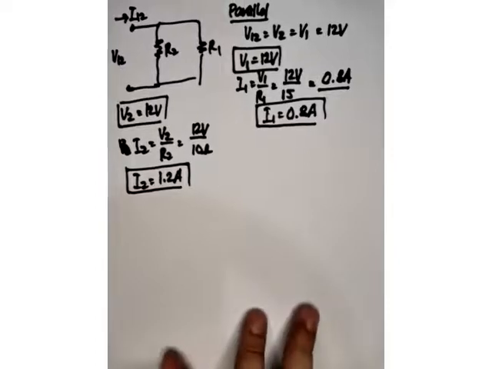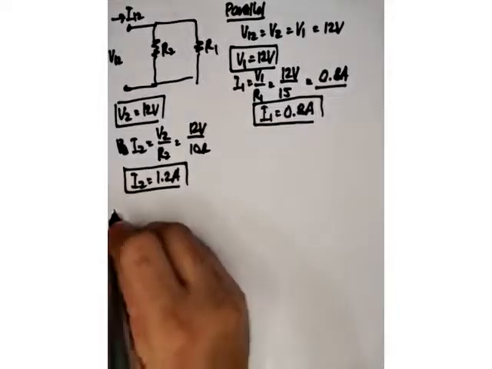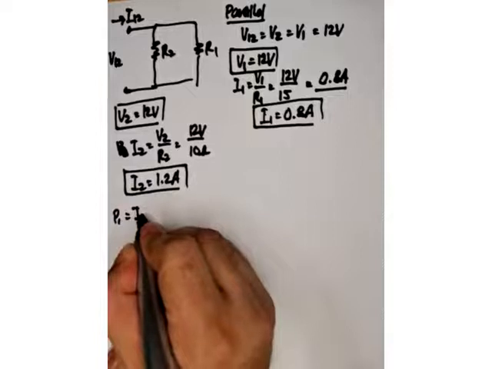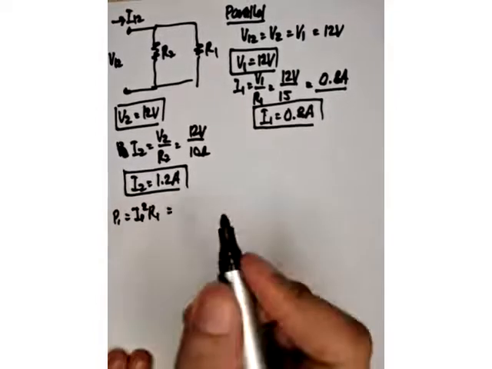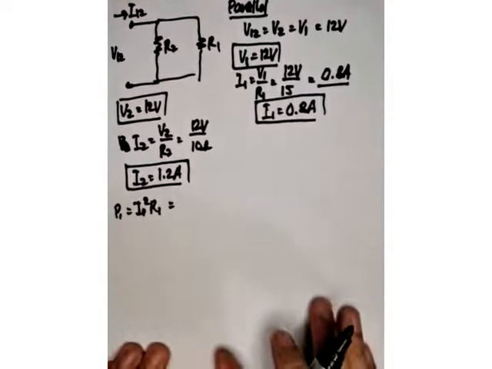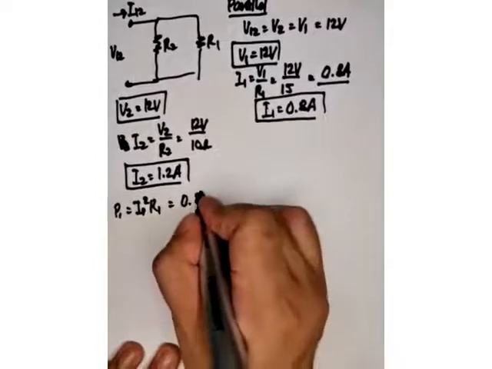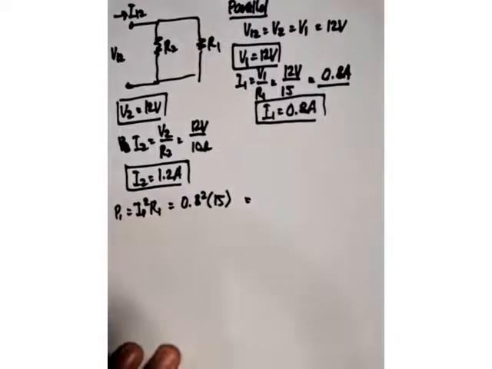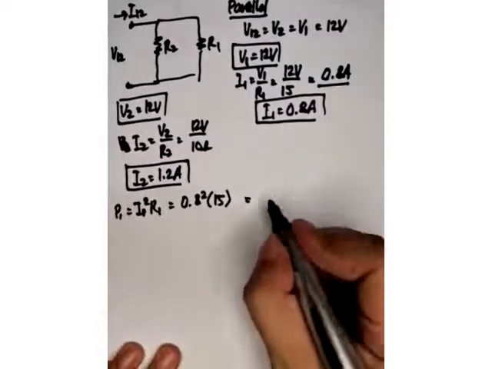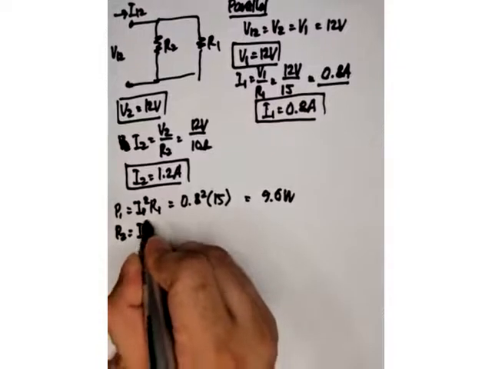Ayan. Okay? So we're done. So ang kulang na lang is yung power. So ang power na gagamitin na lang natin is I squared R. Okay? So that's equal to current na, that's 0.8 squared times the resistance of 15. The answer is 9.6 watts. So power 2 is I2 squared R2.